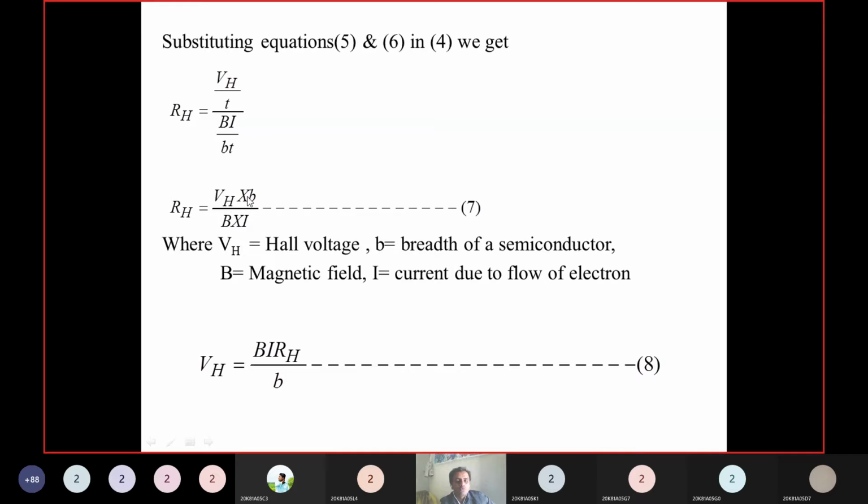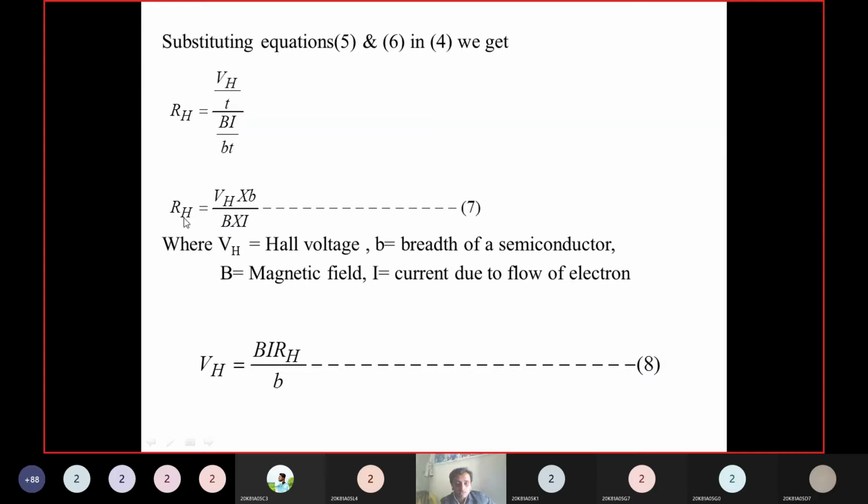So b is the width of the sample, and capital B is the applied magnetic field, and I is the current passing through the specimen. By using an ammeter we can measure I, and we know the applied magnetic field. All parameters are known, so by using this we can calculate the RH.